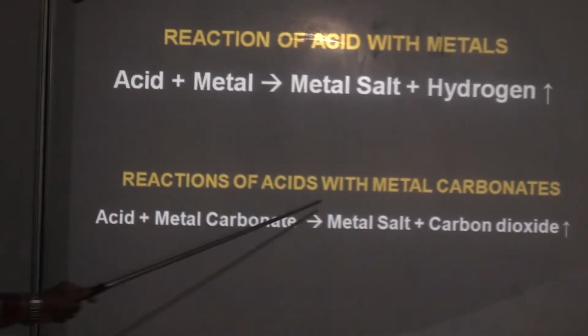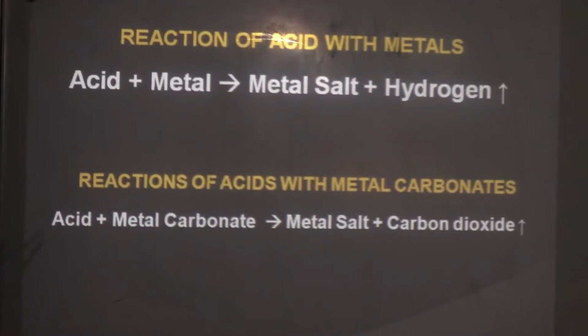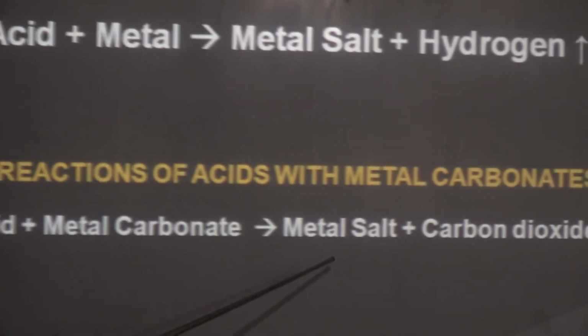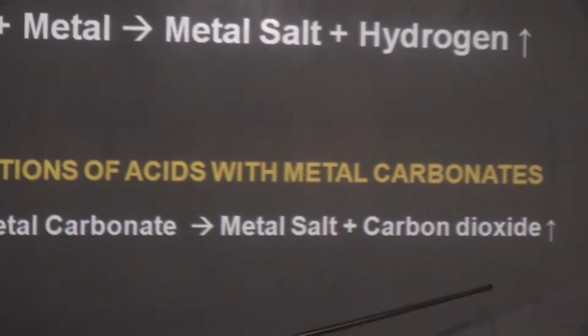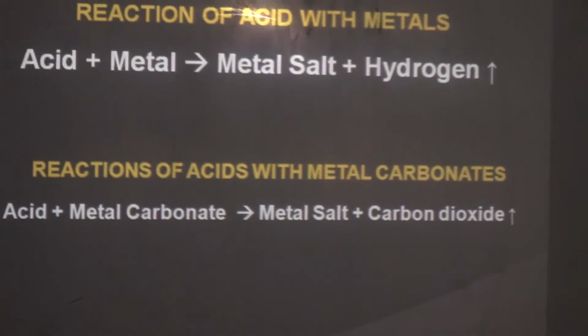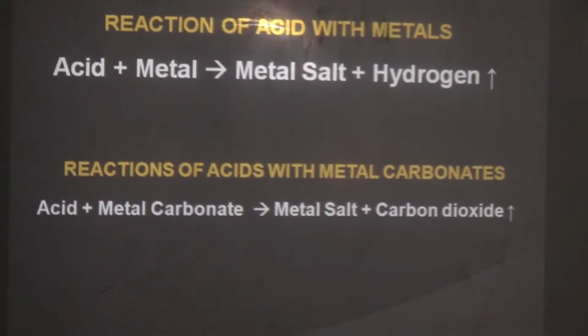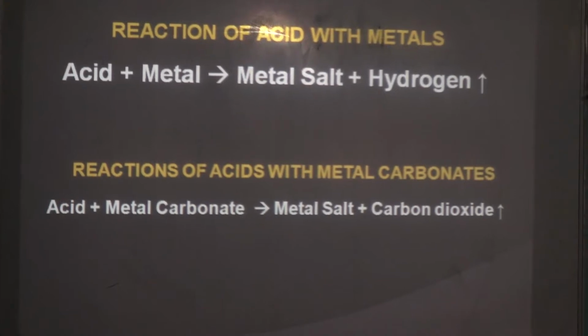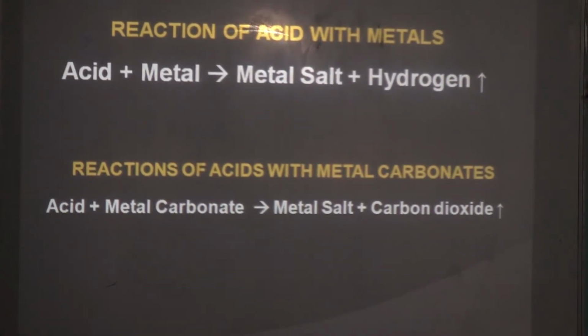And reaction of acids with metal carbonates. Acid plus metal carbonate gives metal salt plus carbon dioxide gas. How to test the carbon dioxide gas? When a burning matchstick is brought near the carbon dioxide, the flame will be put off. That is the carbon dioxide.